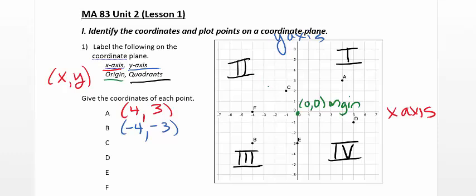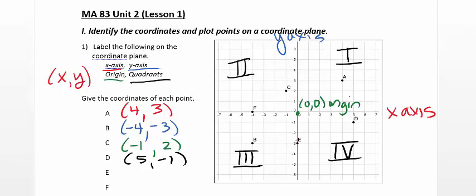C is up here in the second quadrant. We had to go to the left 1 and then up 2 to get there. So that's going to have the coordinate point of negative 1, 2. D is in the fourth quadrant. We had to go over 5 and then down 1 to get there. So that is going to be the point 5, negative 1.